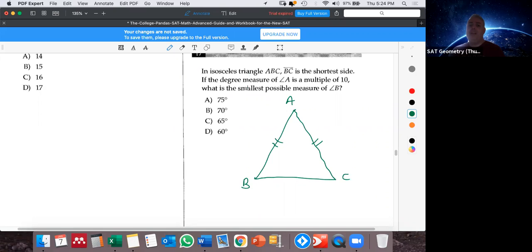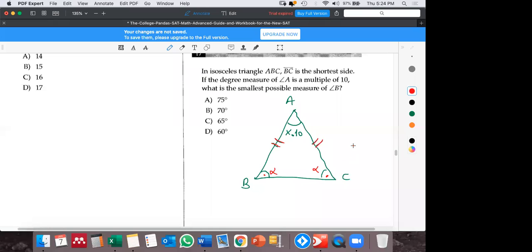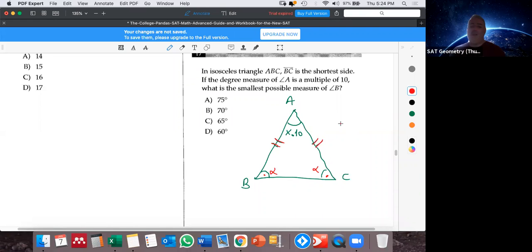Now, if the degree measure of A is a multiple of 10, so X times 10, what is the smallest possible value of B? What could B be? Now, my dears, if this is an isosceles triangle, can I say that these two angles are equal to each other? Yes, sir. Then there are lots of ways, but I don't want to use just the trying method. This is the best way for you.